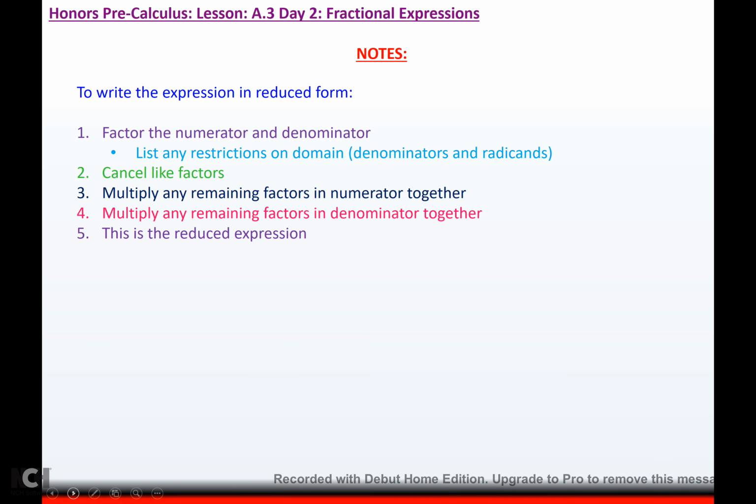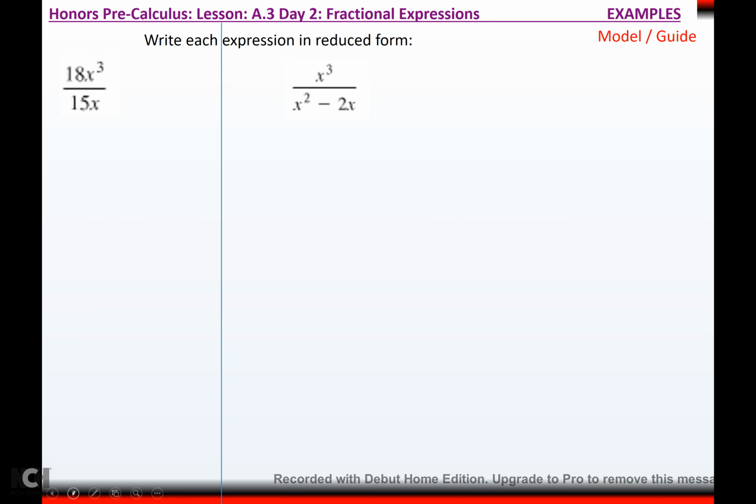Alright, to write an expression in reduced form. Why are we going over all this factoring stuff? Well, I told you, you're going to be factoring, factoring, factoring. Your first step in reducing a rational expression is to factor the numerator and denominator, list any restrictions on the domain, cancel like factors, multiply any remaining factors in the numerator together, multiply any remaining factors in the denominator together, and then this will be your reduced expression. Here we go.